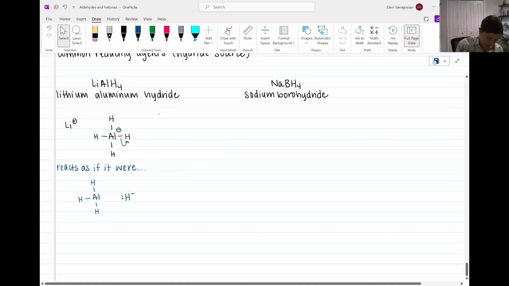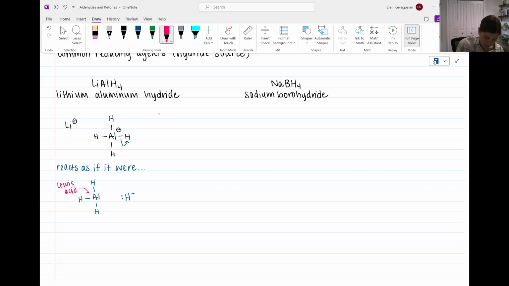Aluminum, we've seen before, will be a Lewis acid. And hydride is a base. It is a source of electrons. It is also a good nucleophile. Now this reducing agent is extremely basic. It reacts violently with water.